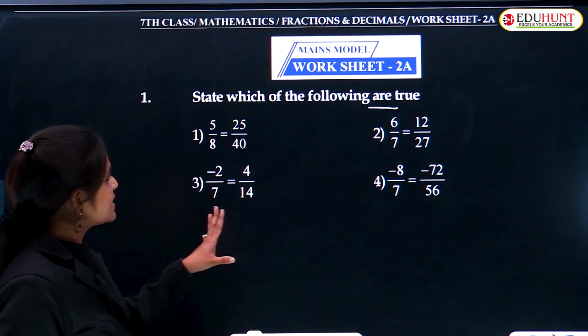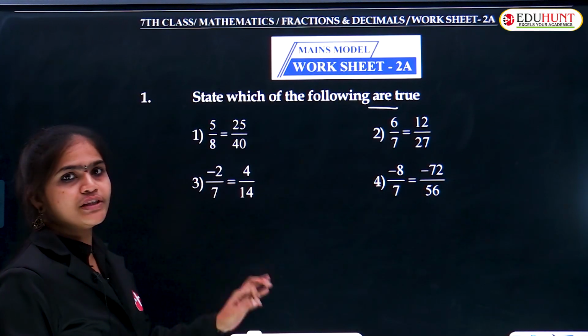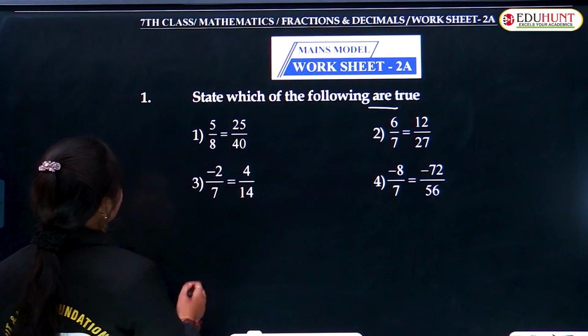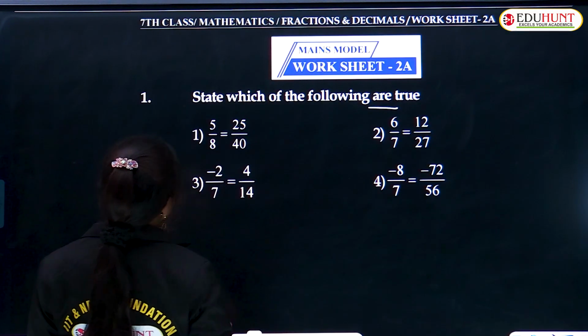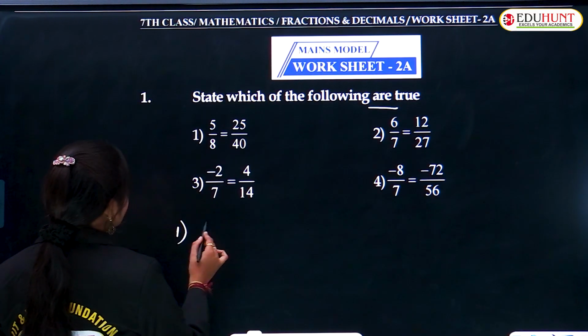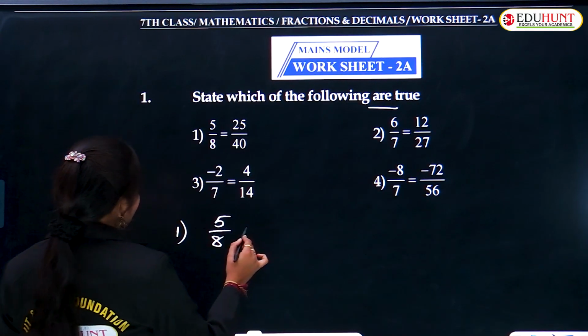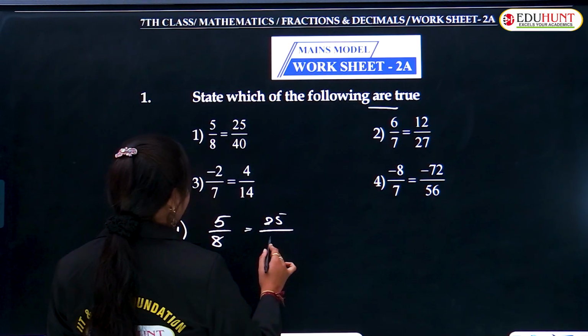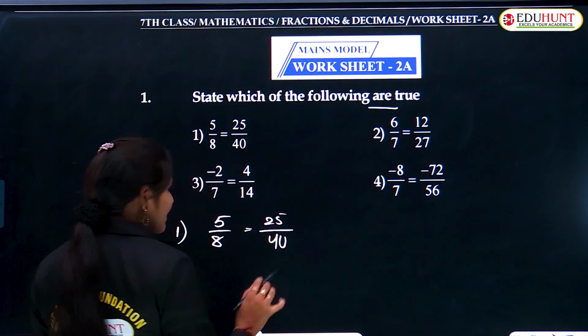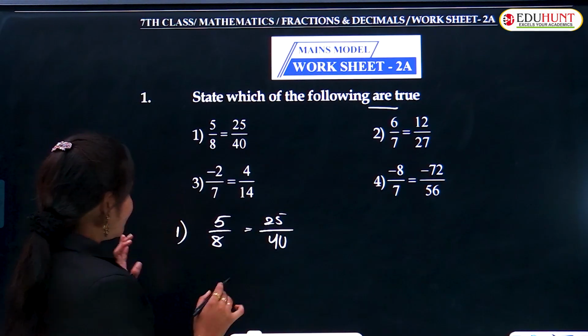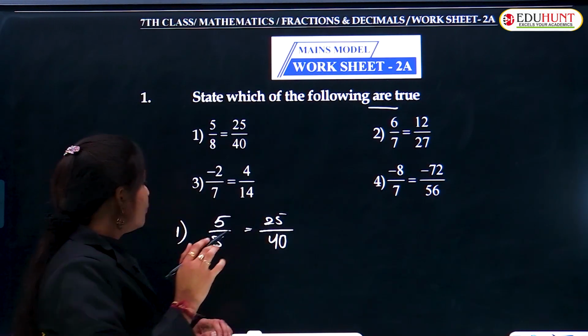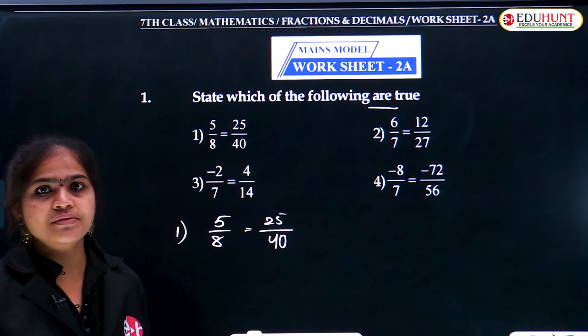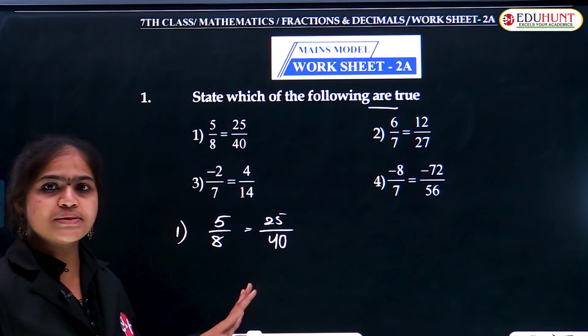Here they have given 4 cases. Which case is true and which case is false? See here, the first one: 5 by 8 is equal to 25 by 40. By observing this, which idea do we get first? What is the meaning of this?